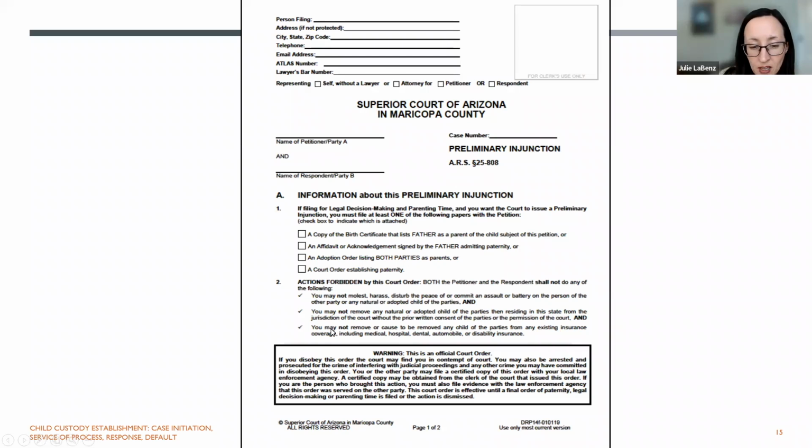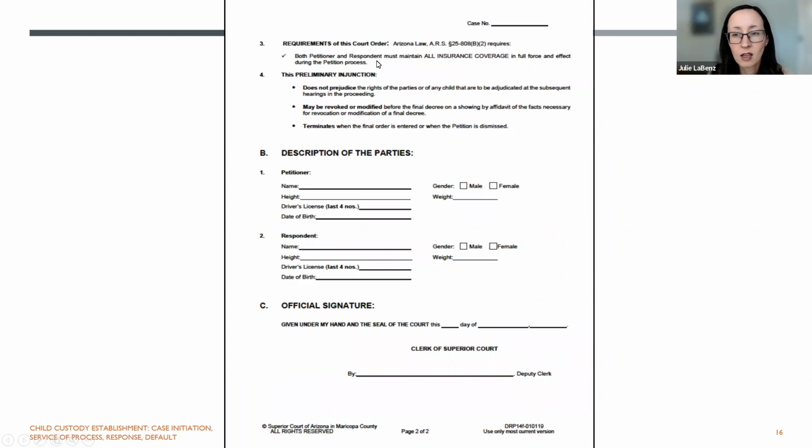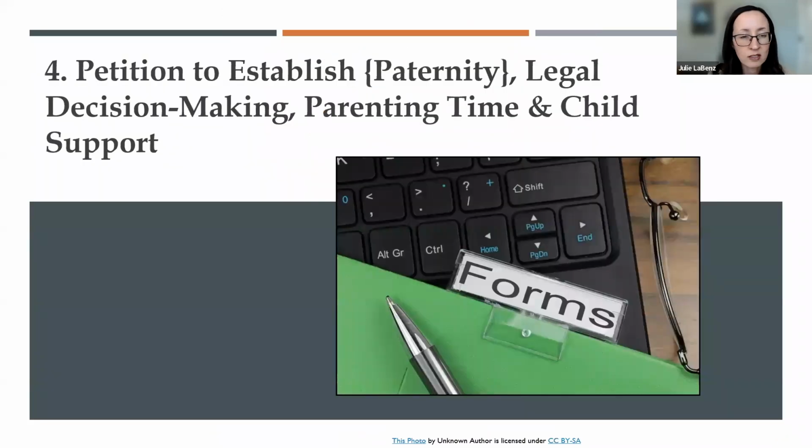Both parties may not remove or cause to be removed any child of the parties from an existing insurance policy. So you can't change medical, hospital, dental, automobile, or disability insurance for a child in common once this preliminary injunction is issued. So both parties must maintain all insurance coverage in full force and effect during the petition process. Okay, so this is the preliminary injunction. The court will fill out the date and it'll be signed by the court. So that's the preliminary injunction.